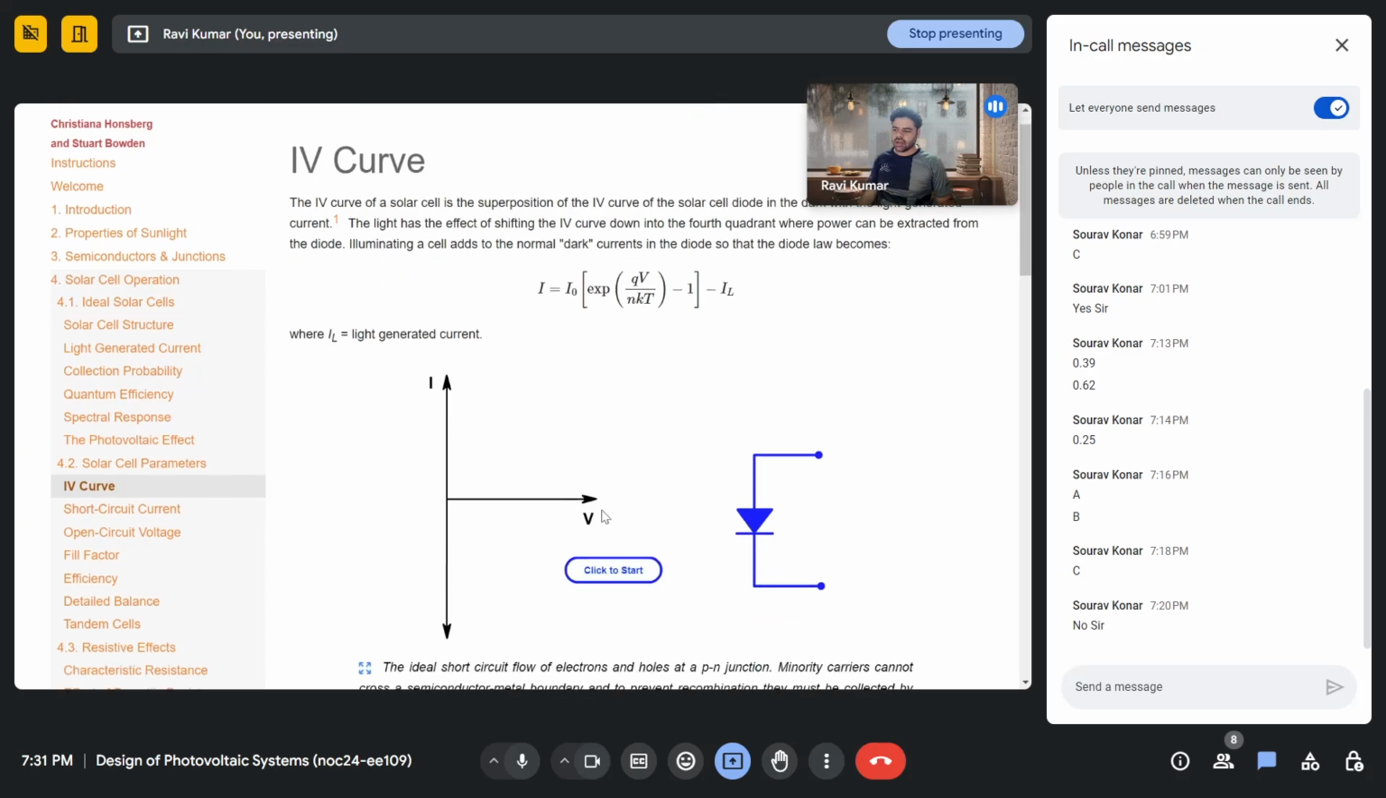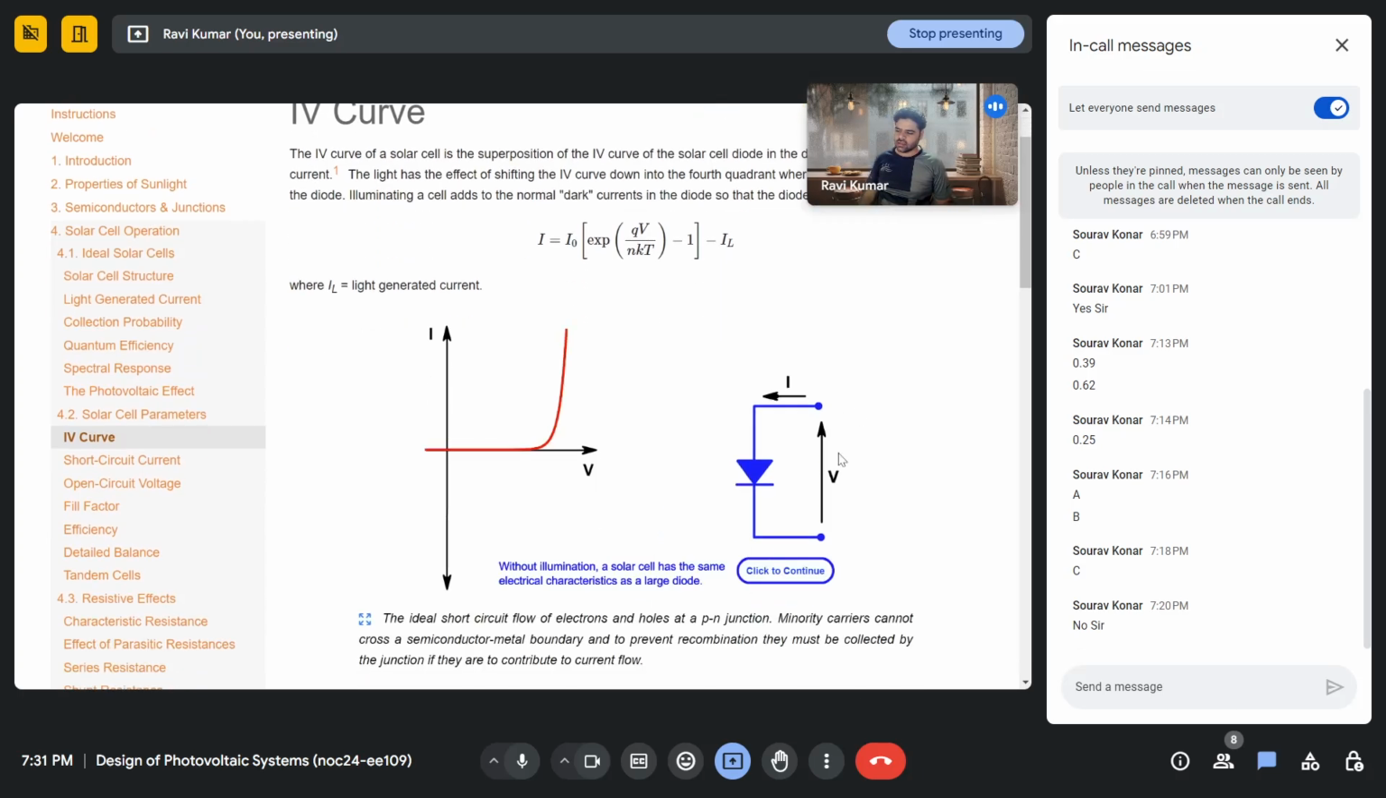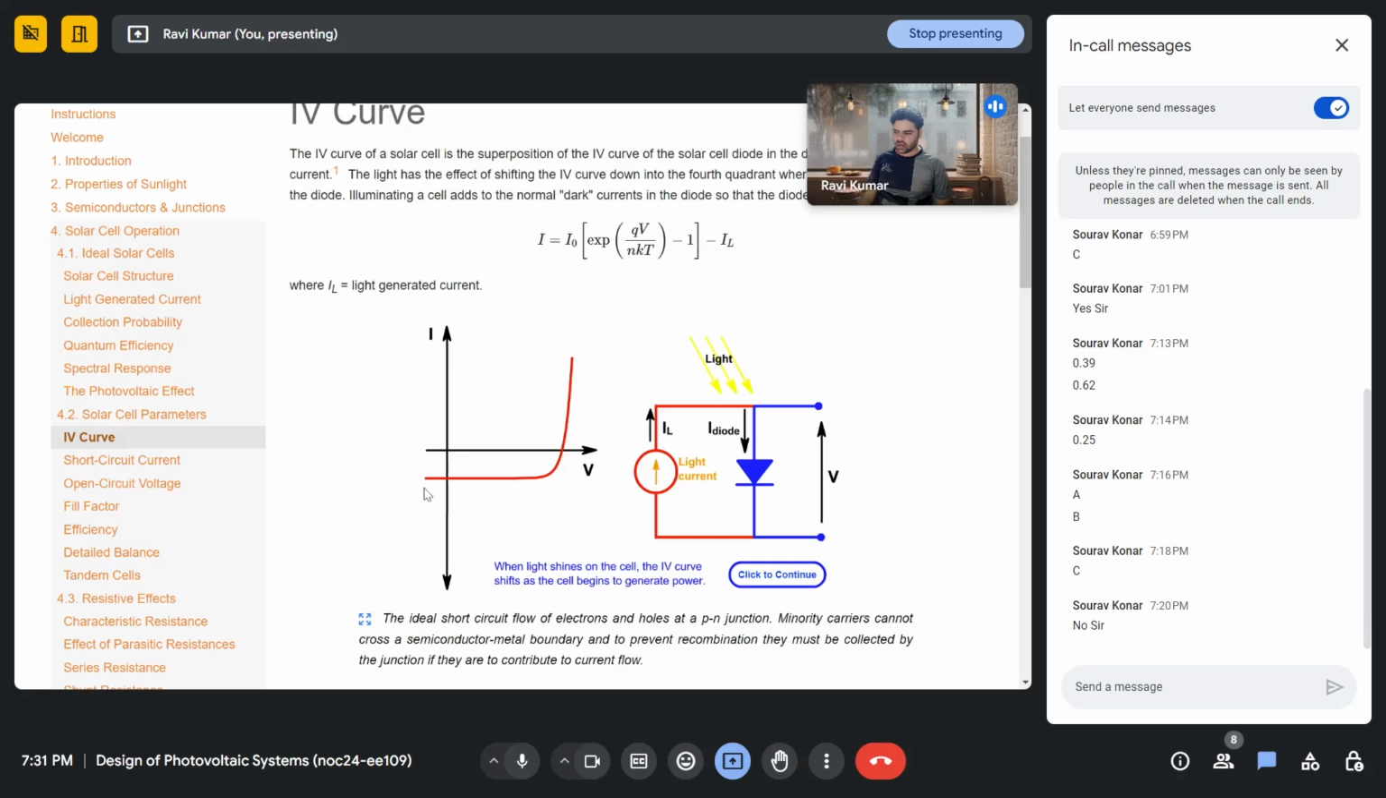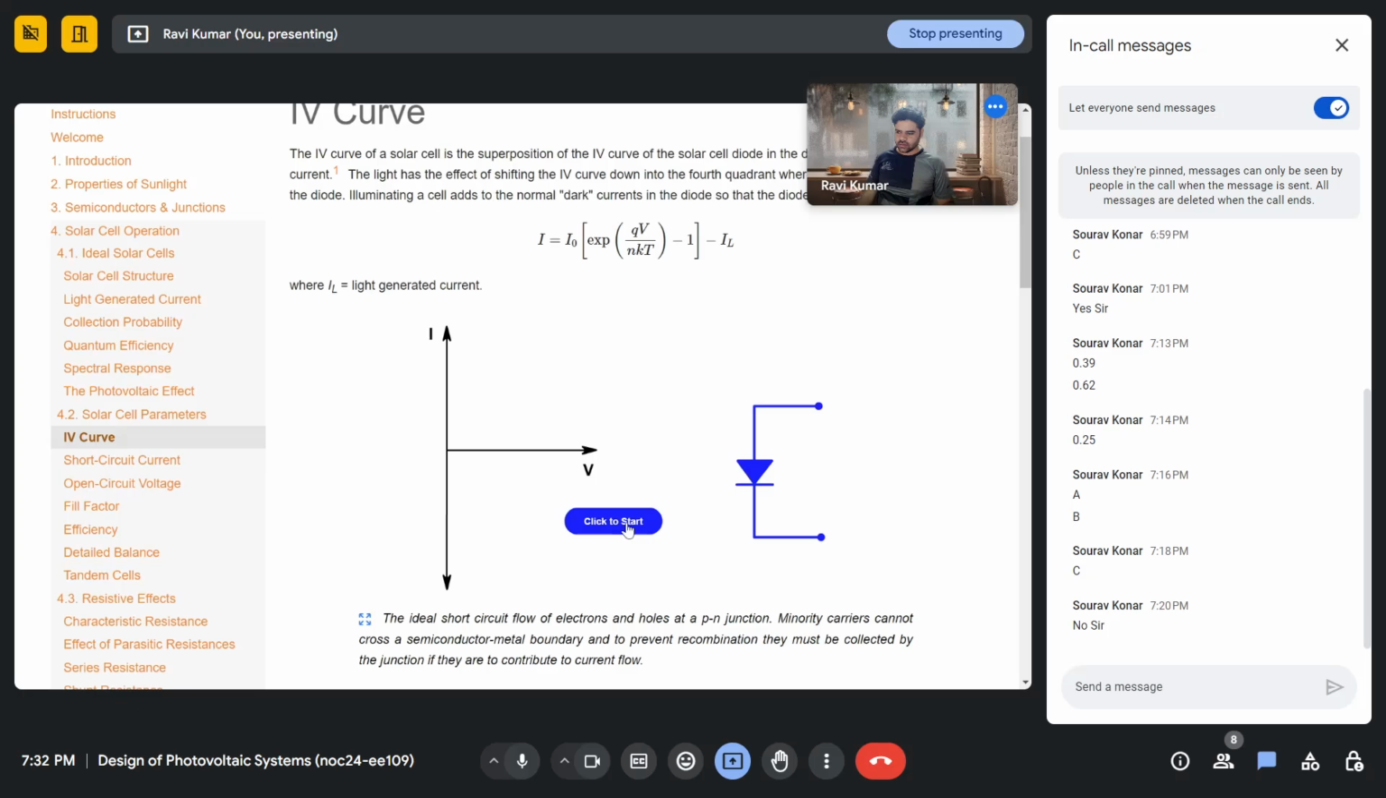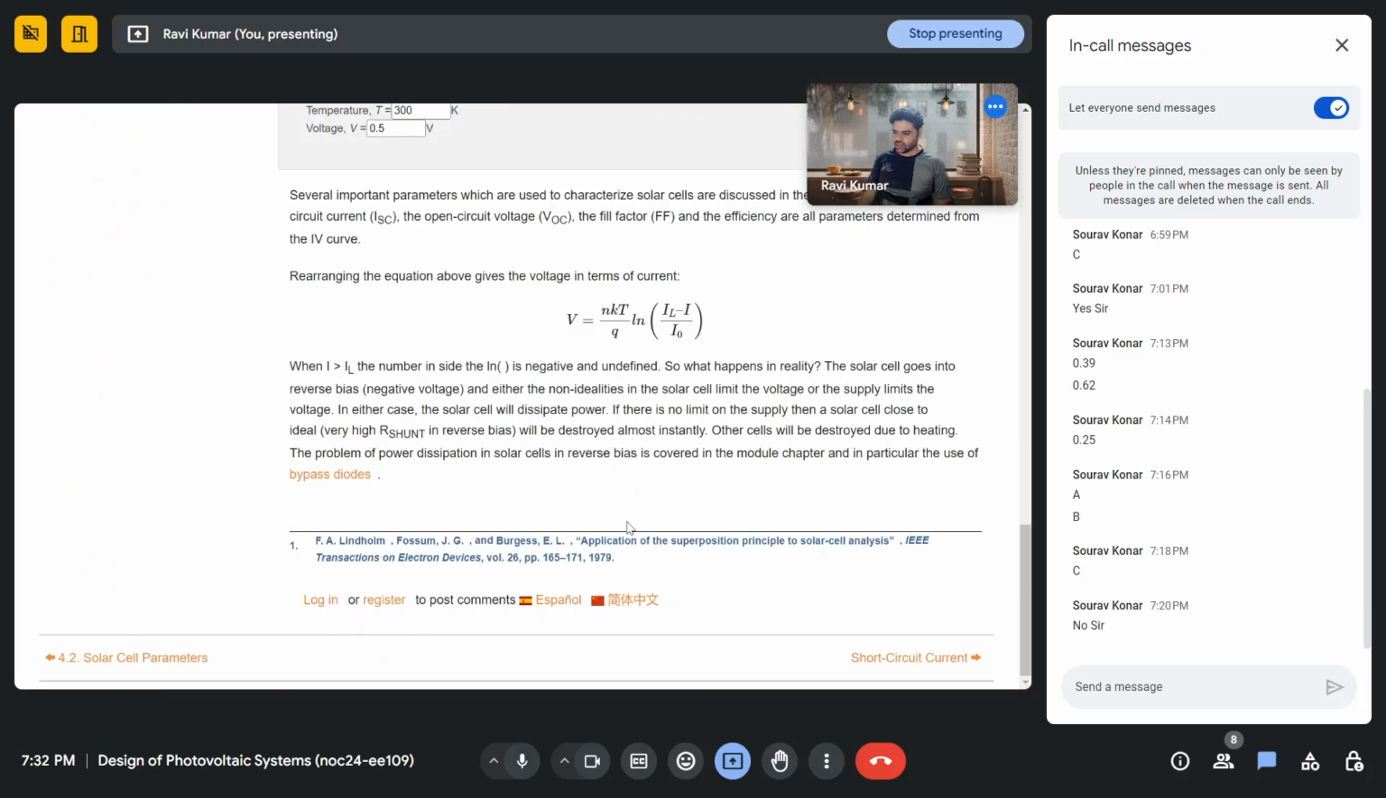See, this is the IV curve. Even you can understand better here. So this is the IV curve of a single diode. You will see when light is coming, how this IV curve is changing. More light, more change. Then we are taking the reverse. So these are the things to understand.